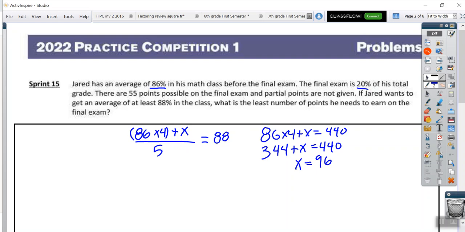But wait a second, the exam is made up of 55 points. If this is his percentage, that means the number of points he needs to get is 55 times 0.96. So 5 times 6 is 30. Carry the 3. 5 times 9 is 45, plus 3 is 48. Carry the 0. So then 5 times 9 is 45 again.